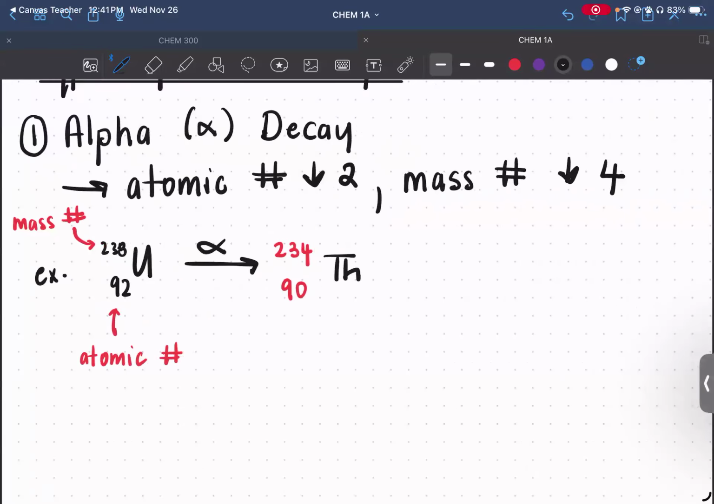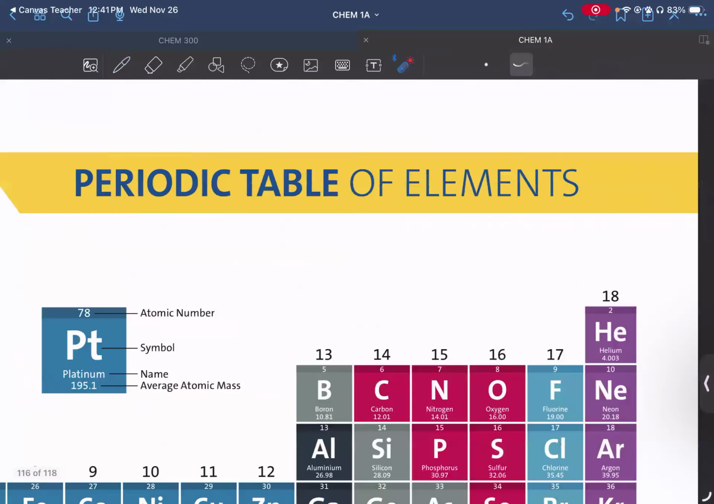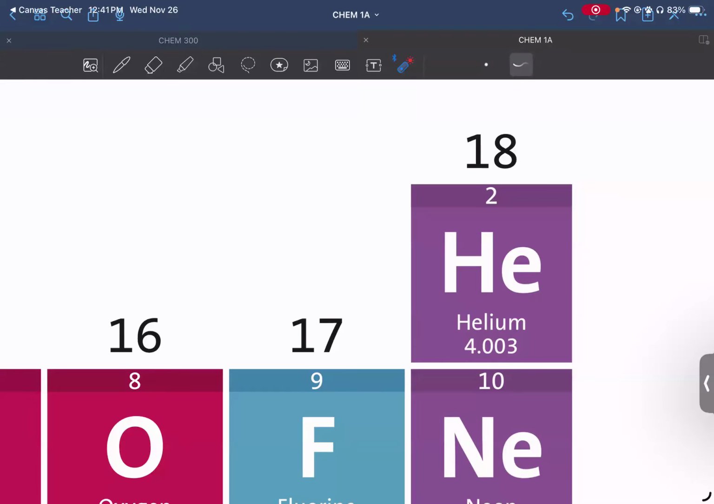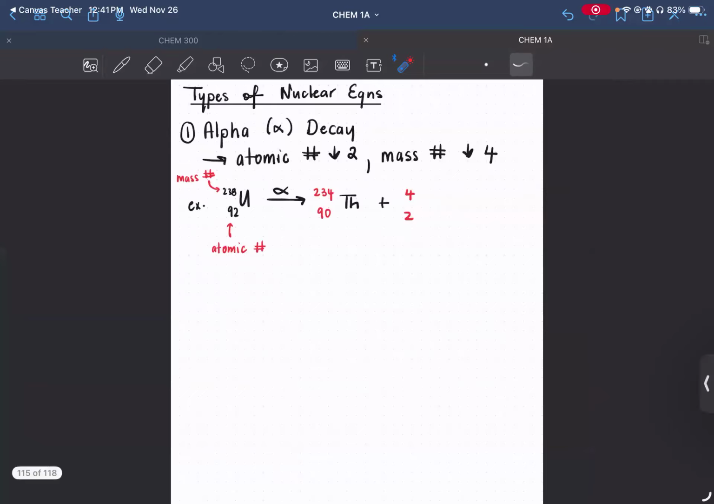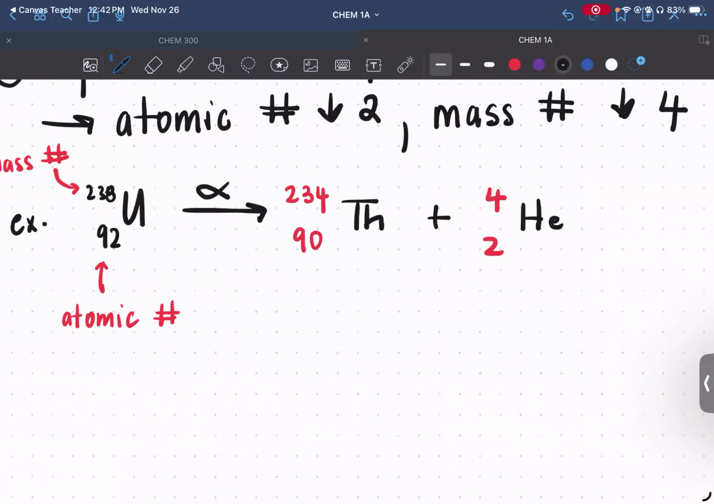And to show that a particle has been lost, we draw a product of mass number 4, atomic number 2. Don't we know an atom with an atomic number of 2? Helium. So one very common byproduct of alpha decay is a helium particle.